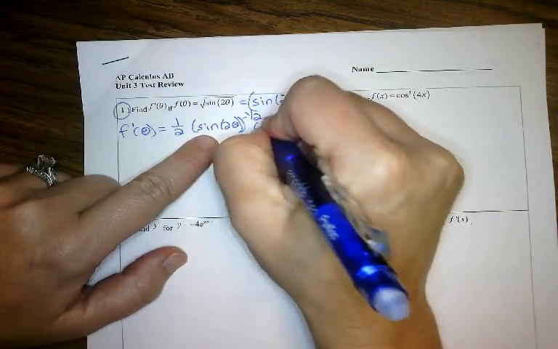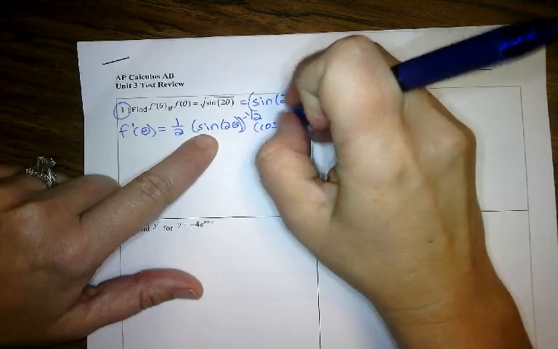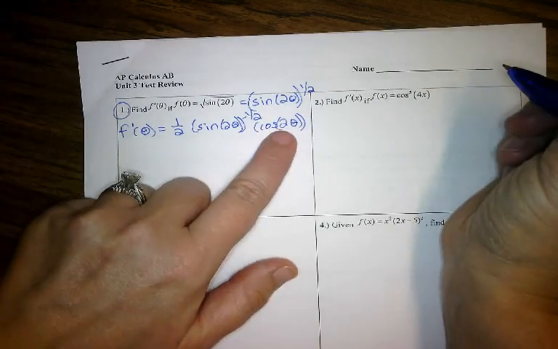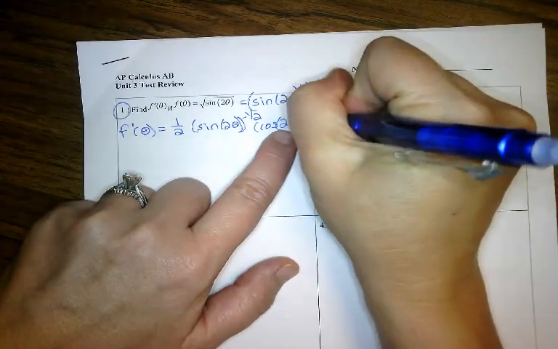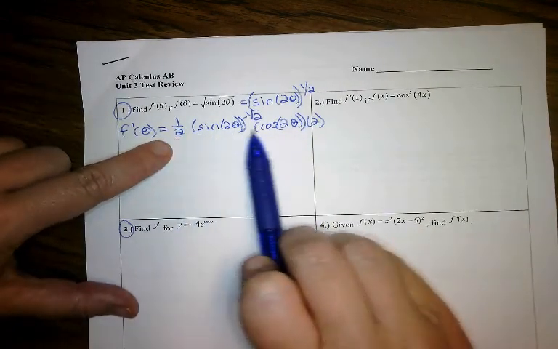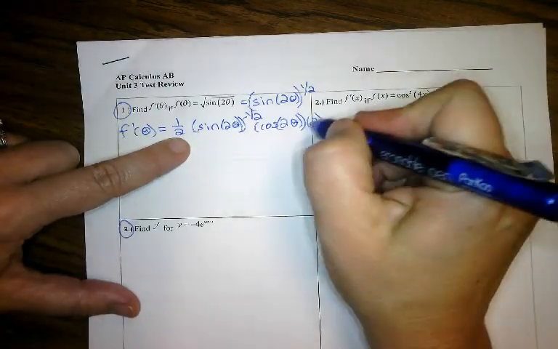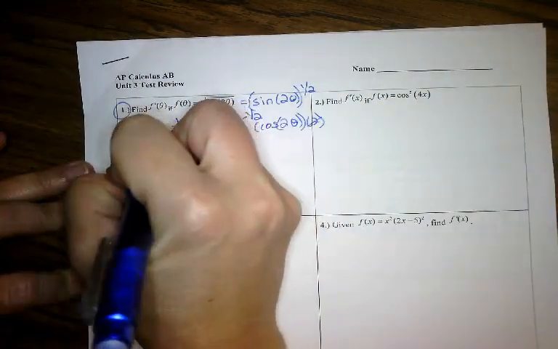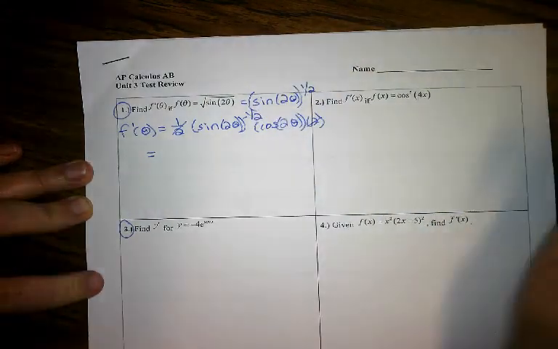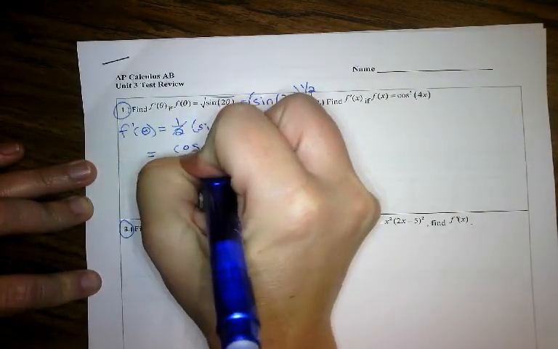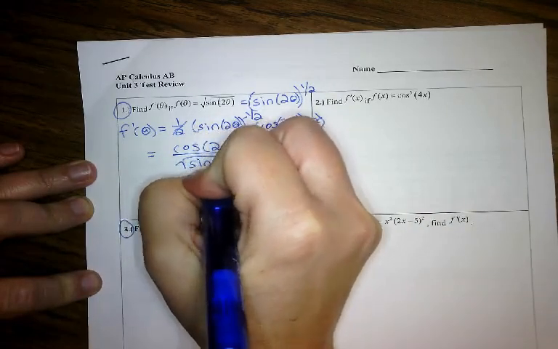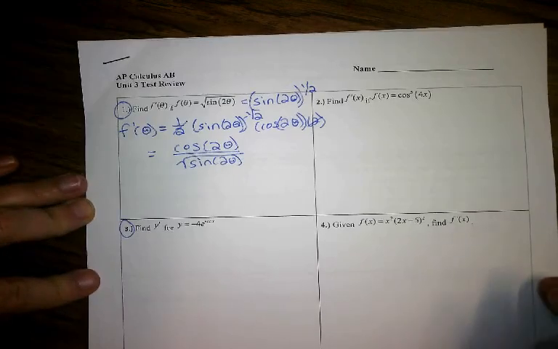So derivative of sine is cosine. Leave the 2 theta. Times derivative of the inside of this one, which is just 2. Now we're just going to simplify a little bit. I have a 1, this is all multiplied together. So 1/2 times 2, that's just going to be 1. I can cancel those out. A negative exponent, if you remember, that means that it goes to the denominator, and this is a square root. So this is going to be my numerator, and my denominator is going to be the square root of sine 2 theta.